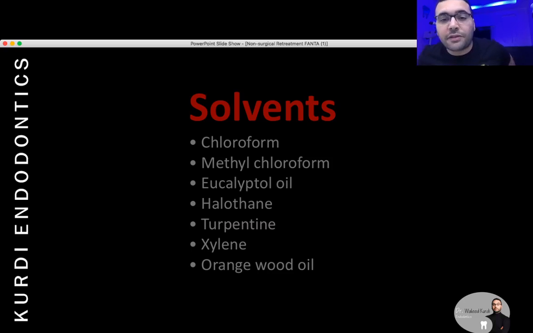the other reason is that these solvents go inside the dentinal tubules, and then they hinder or prevent the irrigation solution from going inside these dentinal tubules. It will indeed affect the irrigation, and after that it will affect the obturation.